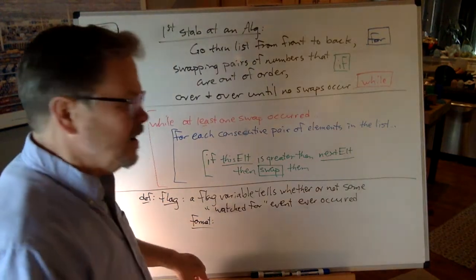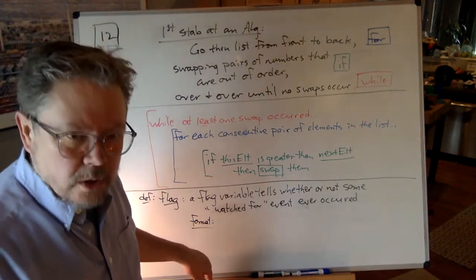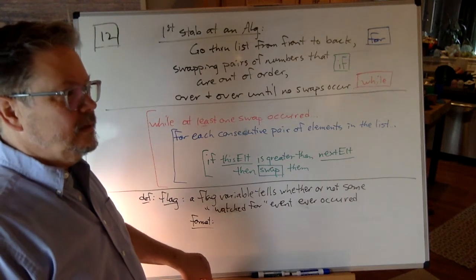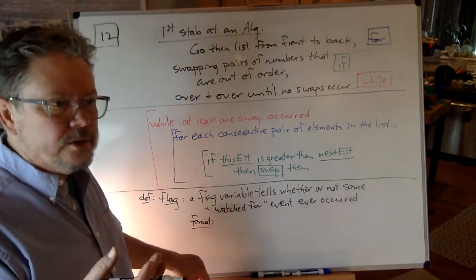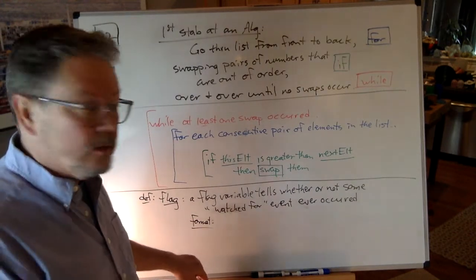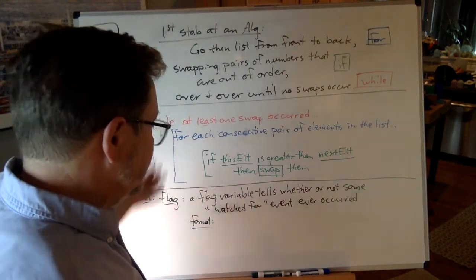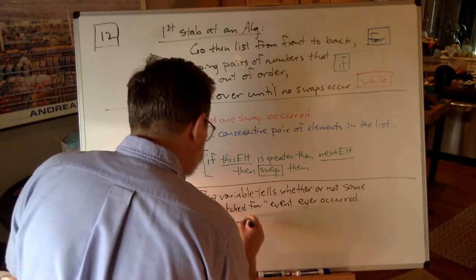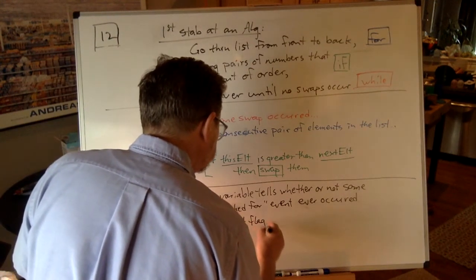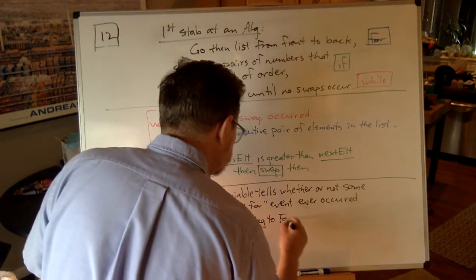Now, remember with our running total, we initialize it to 0, and then we add something to it, typically in a loop. Our counter, we initialize that to 0 and add 1 to it in a loop. A flag doesn't even have that many different possibilities. What we'll do is set flag to false.